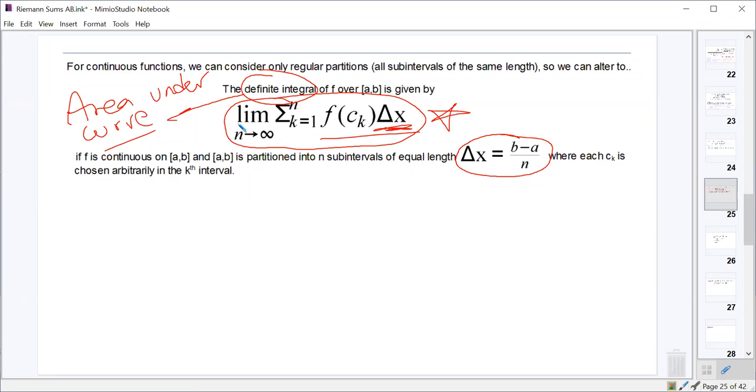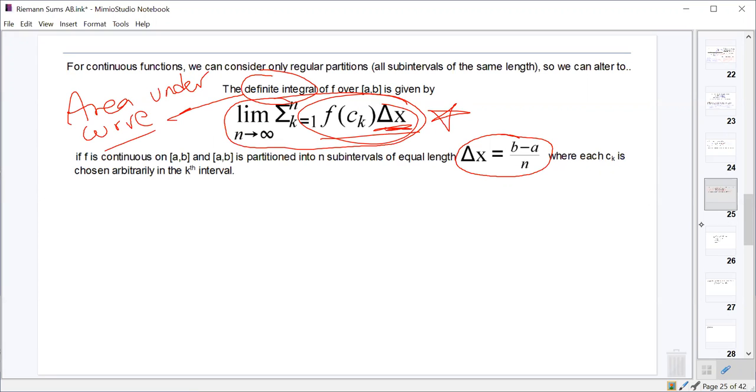Does that help or no? Yeah. Okay, cool. All right, so this is what we're going to use. Hopefully it all sort of makes sense. This is our number of subintervals approaching infinity. This is the sum of all the areas of the rectangles.